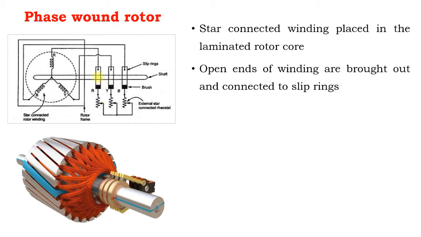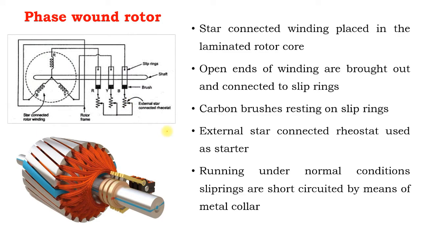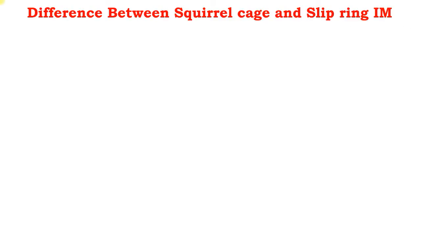Open ends of the windings are brought out and connected to the slip rings. As I told earlier, these are called slip rings. Carbon brushes are resting on the slip rings. External star connected rheostats are used in order to reduce the starting current, which enhances the starting torque. And in the normal running condition, the brushes are lifted above the slip rings by using a collar metal arrangement, which reduces the wear and tear between the carbon brushes and slip rings.